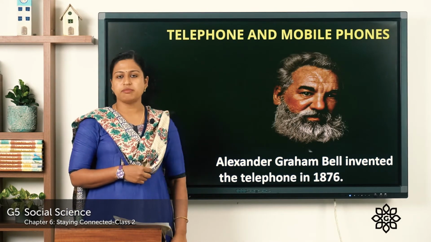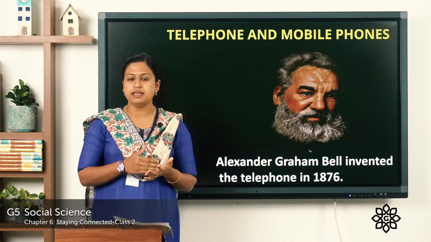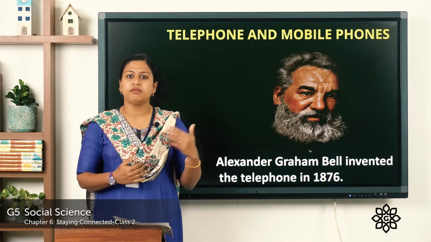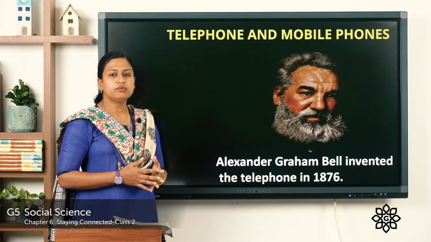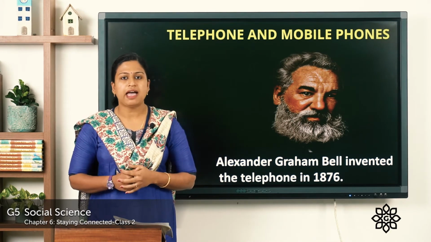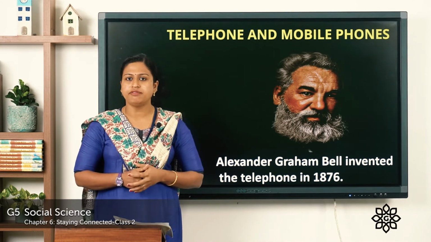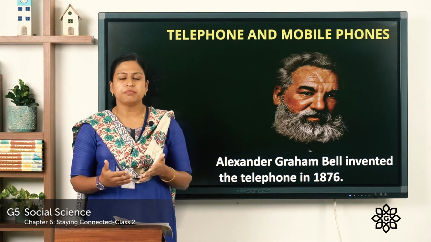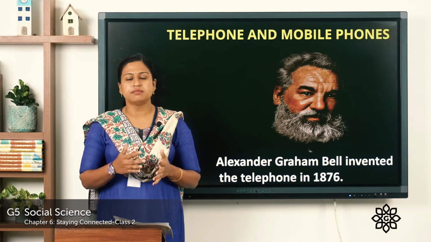Now the next means of communication is the telephone. So what is a telephone? It is a device that allows two or more people to have a conversation when they are very far away. So this is a picture of Alexander Graham Bell, who invented the telephone in 1876. Nowadays we have mobile phones and they have become one of the most important means of communication. Some of these mobile phones have inbuilt computers, cameras and video cameras, and these mobile phones are known as smartphones.